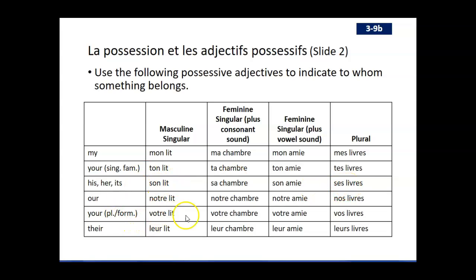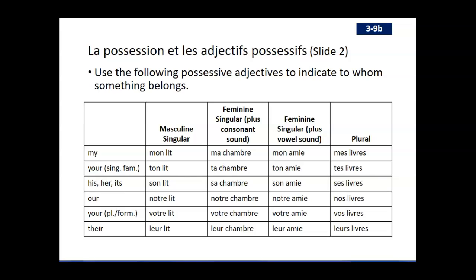For our and your, okay, we have some other forms here. So we have notre, notre, and notre. It doesn't change from masculine singular, feminine singular, or feminine singular plus vowel. For the plural form, we have nos livres with a silent S. And it's almost identical for votre, which would be for a group of people, maybe males and females mixed. It could be males or females. The form wouldn't change. Or if you are addressing somebody in a formal way, just one person. So that would be votre, votre, votre, and vos livres.